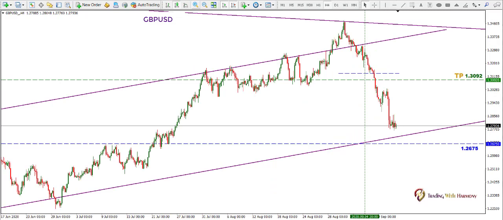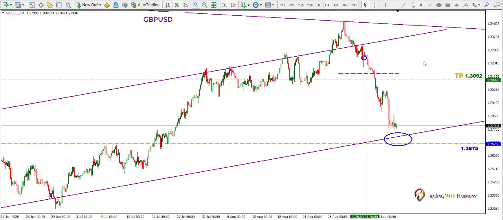So last week we were at this point here, and what I was talking about was if price holds at this structural level, which it didn't, it actually shot straight down to it. It's coming down to a significant part of the ascending channel and the structural level here at 1.2675.